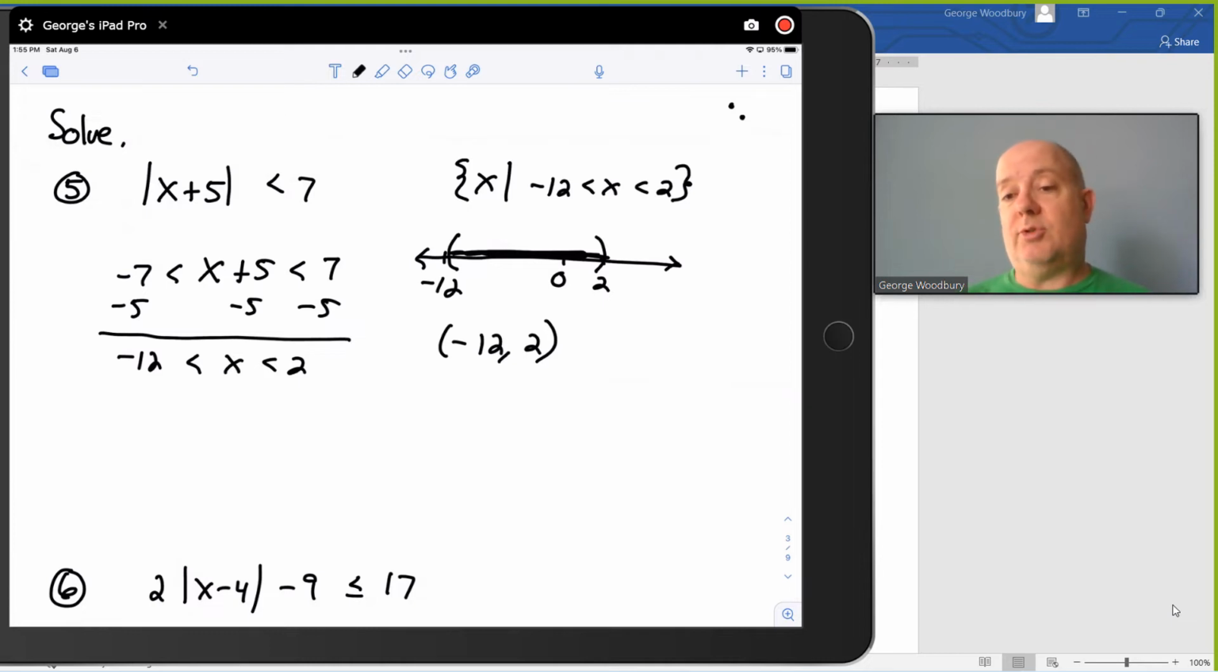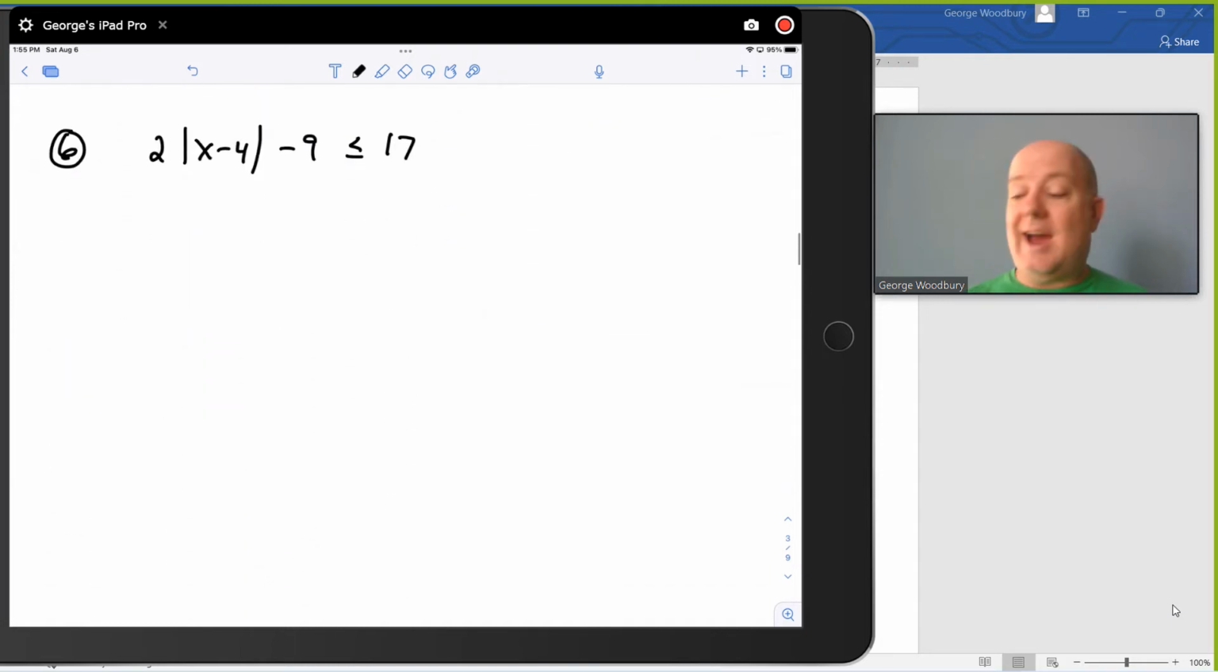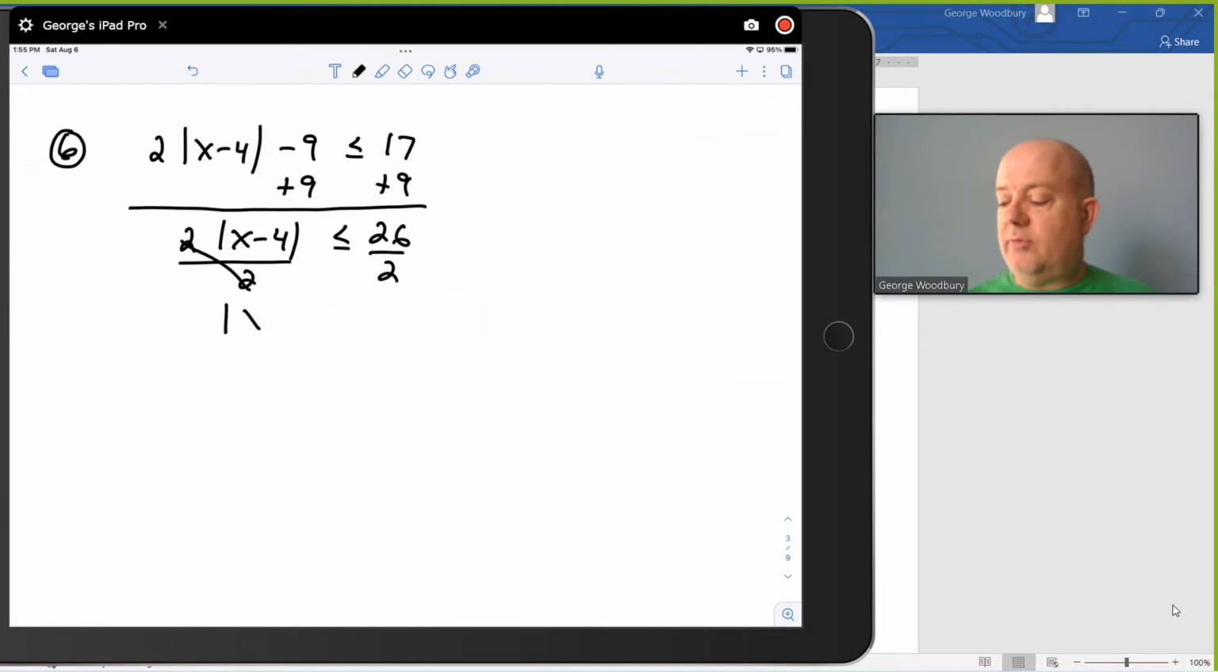Now, in this first absolute value inequality, the absolute value was already isolated, but if you look ahead to the next problem at the bottom of the screen, that's not the case. The first thing we have to do is isolate the absolute value, then we can trap it and solve. So we need to add 9 to both sides of this inequality. And we'll have 2 times the absolute value of x minus 4 is less than or equal to 26. We'll divide out the 2. And we have the absolute value of x minus 4 is less than or equal to 13.